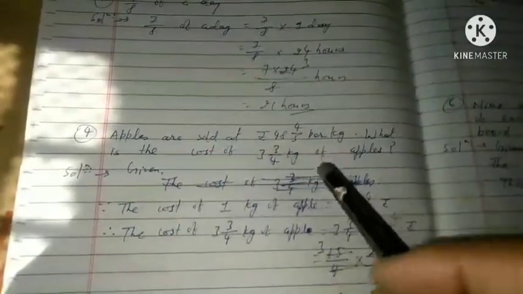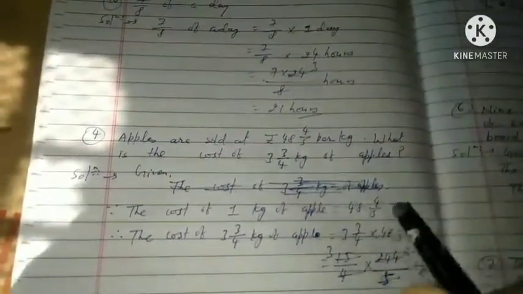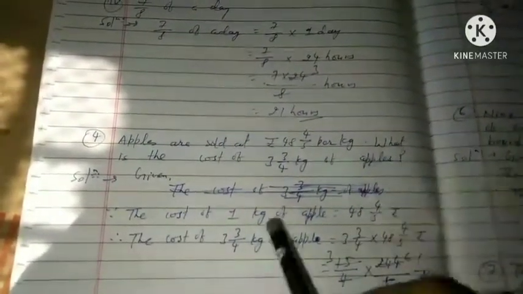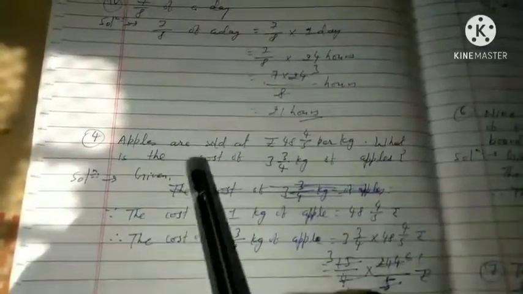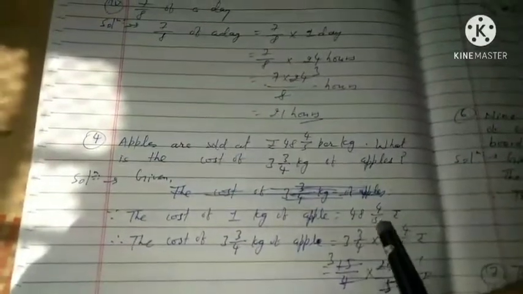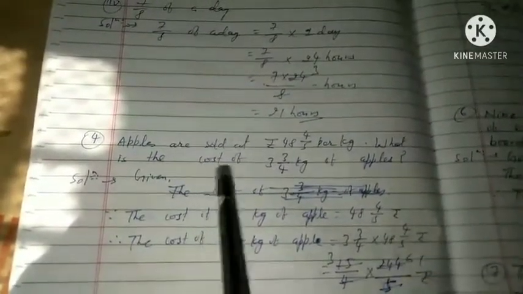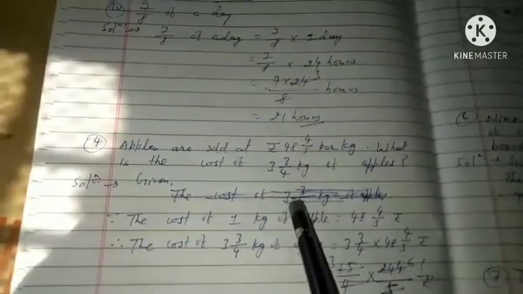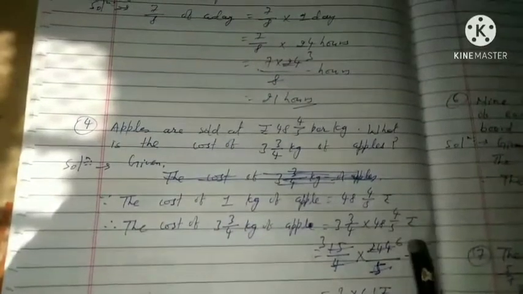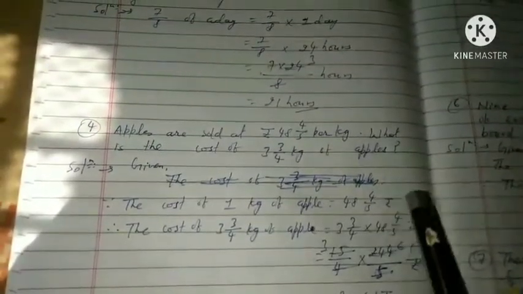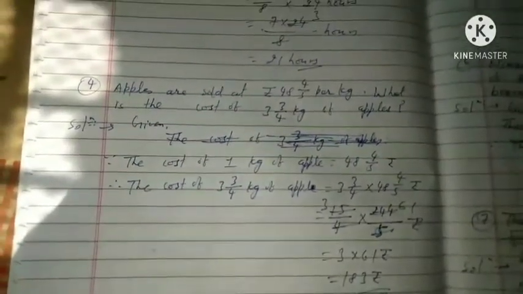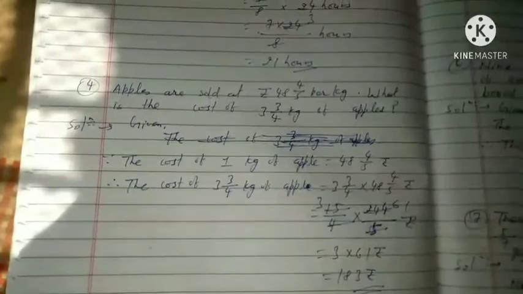Since we have to find the cost of apples, we'll write the cost towards the right hand side of the equal sign. So first we'll start with the given statement, that is, the cost of 1 kilogram of apples is given as 48 and 4 by 5 rupees. Therefore we have to find the cost of 3 and 3 by 4 kilograms of apples. So simply you multiply 3 and 3 by 4 kilograms of apples with the cost of 1 kilogram of apples. On multiplication you get 183 rupees as the exact value, right?